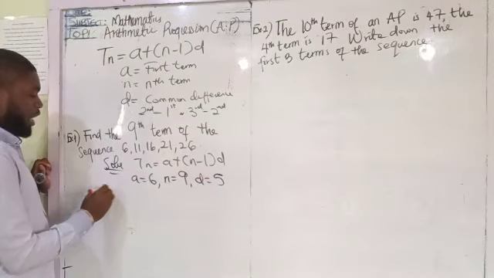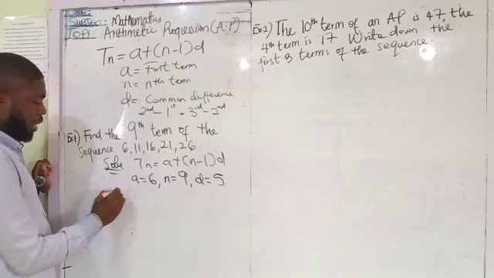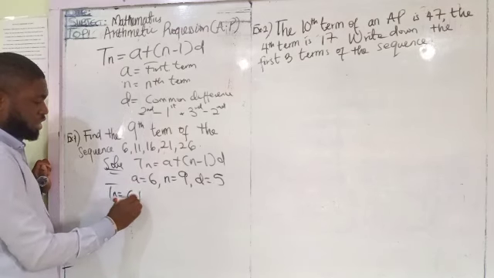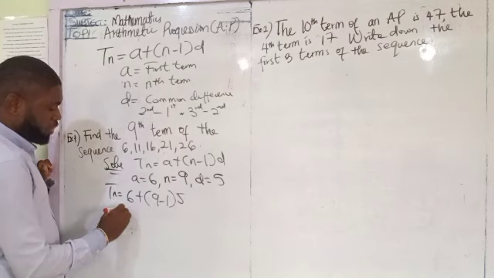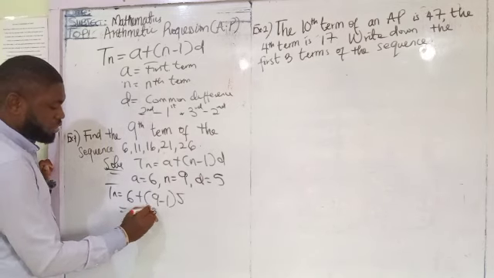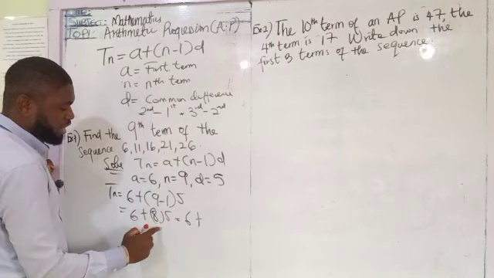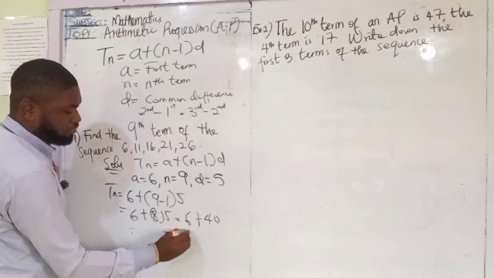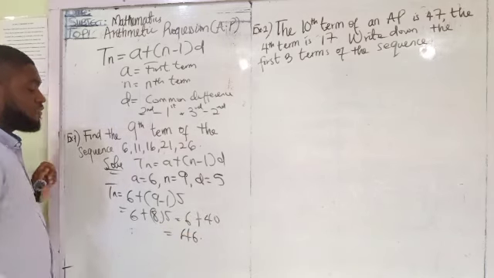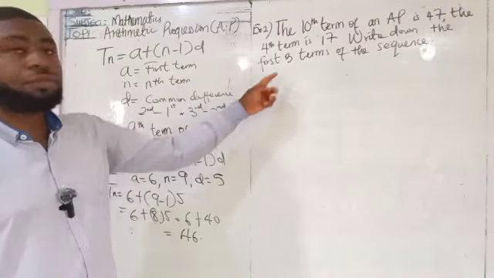So from there, we can now substitute A, n, and D into equation 1, our formula, where you have Tn equals 6 plus (9 minus 1) 5. So equals 6 plus 8 times 5. If you multiply 8 times 5, you have 40. If you add it up, you have 46. So this is our first example, and the ninth term of this sequence is 46.